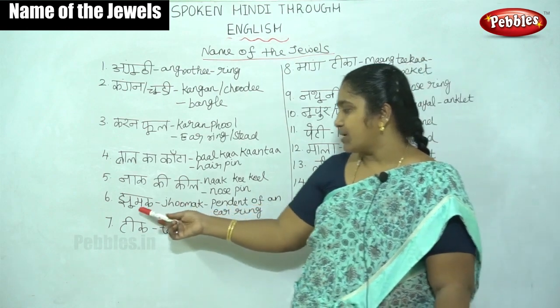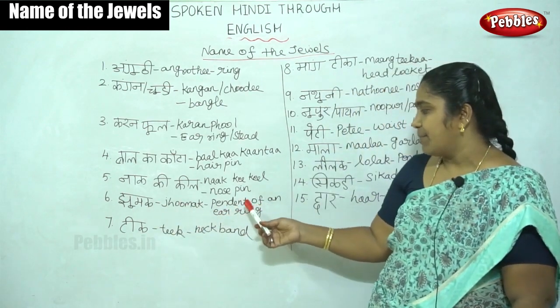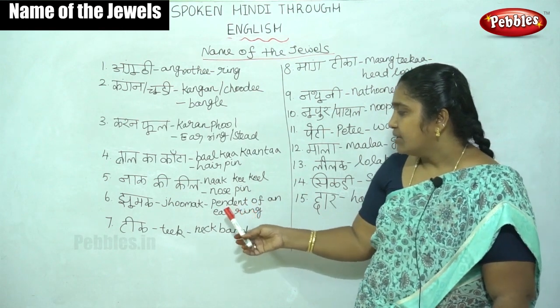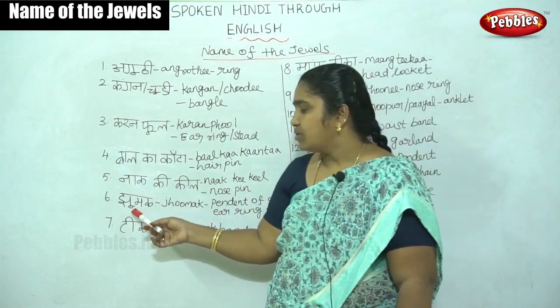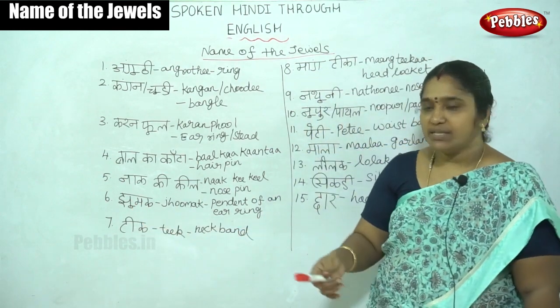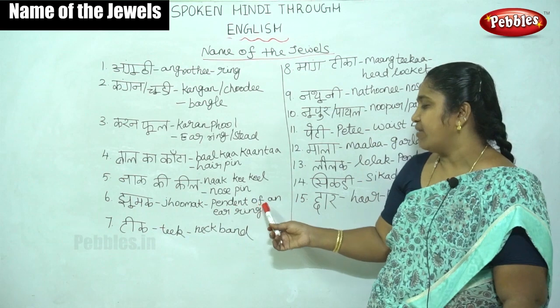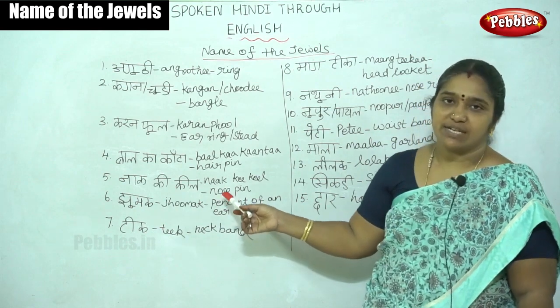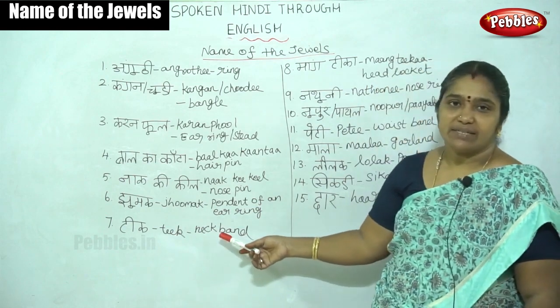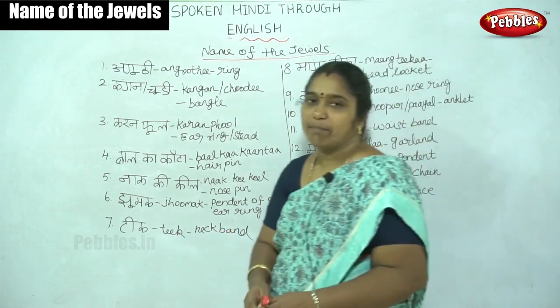Then jumak. Jumak is an earring, a pendant of an earring. We can say, "मैं एक जुमक मेरी दीदी को दिया", which means I have given a pendant of an earring to my sister. Okay, teak. Teak is called a neck band.